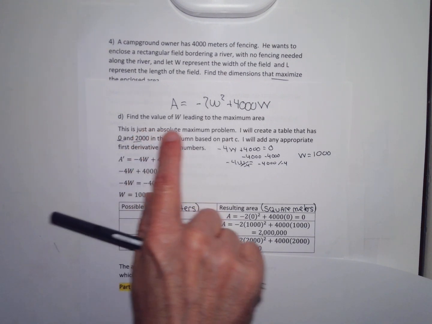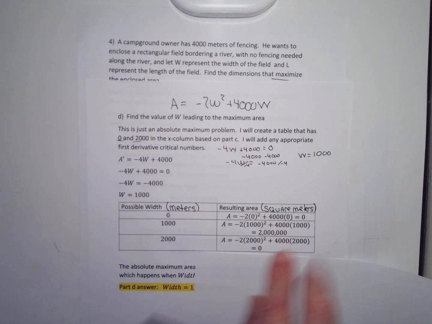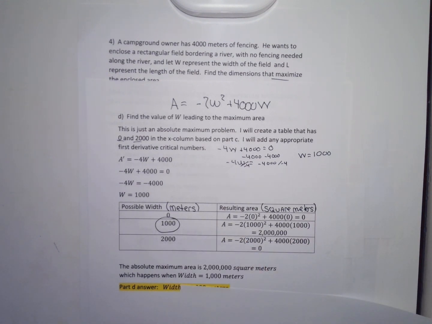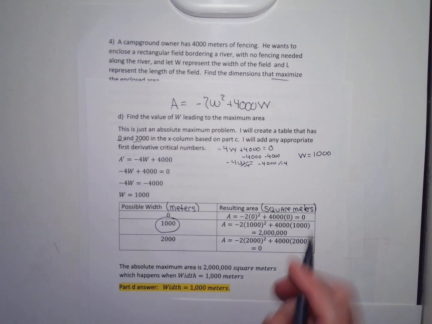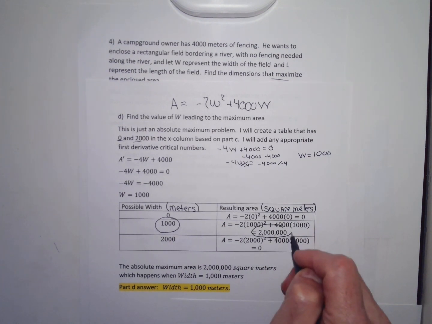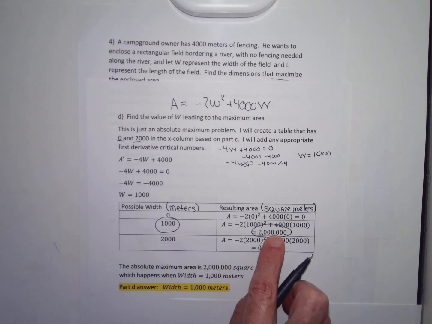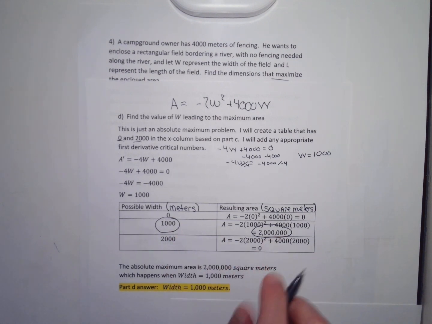Part D, I want to find the value of the width that leads to the maximum area. My answer is going to be this x coordinate of the absolute maximum. This is actually the corresponding area that corresponds to the width of 1000. I'm going to need that in the very last part of this. So I'm almost done.